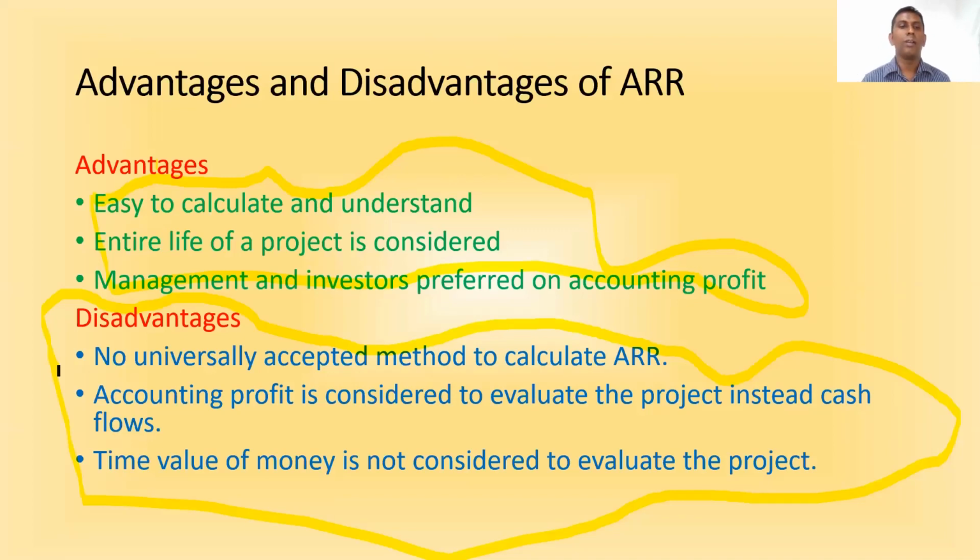There is no universally accepted method to calculate it. Therefore, different people and different scholars calculate the ratios in different ways. That's one of the weaknesses, or disadvantages, related to this accounting rate of return, right?